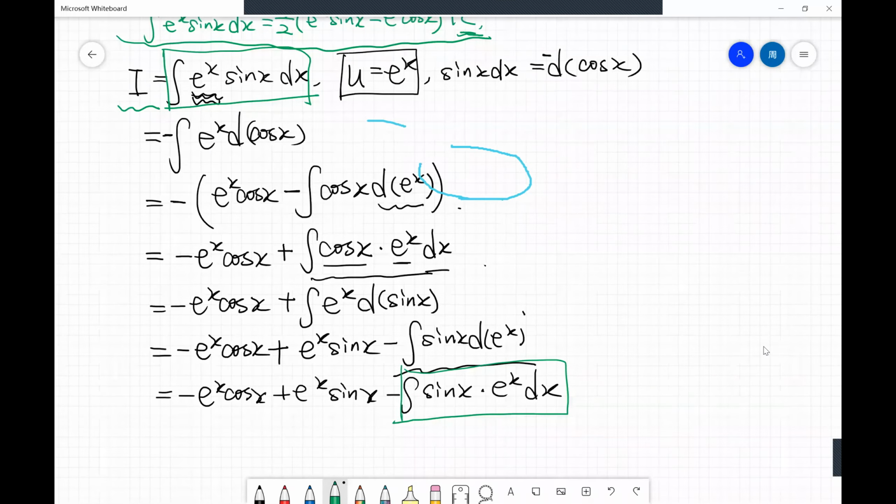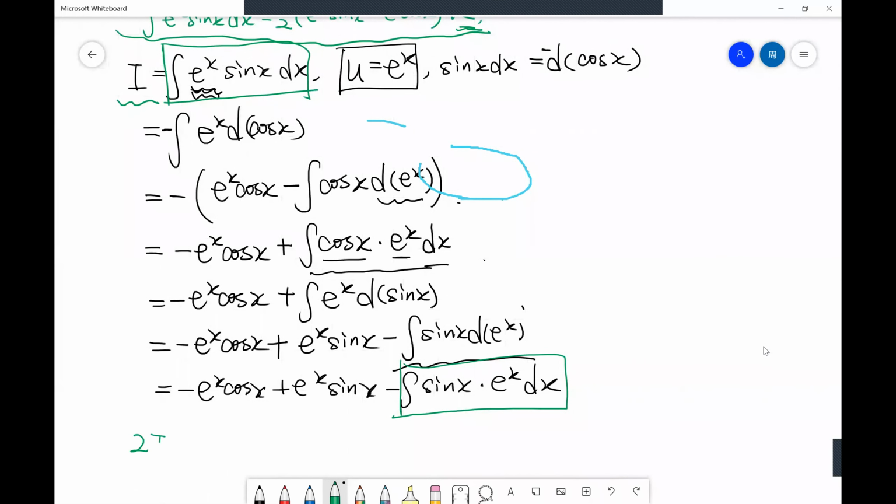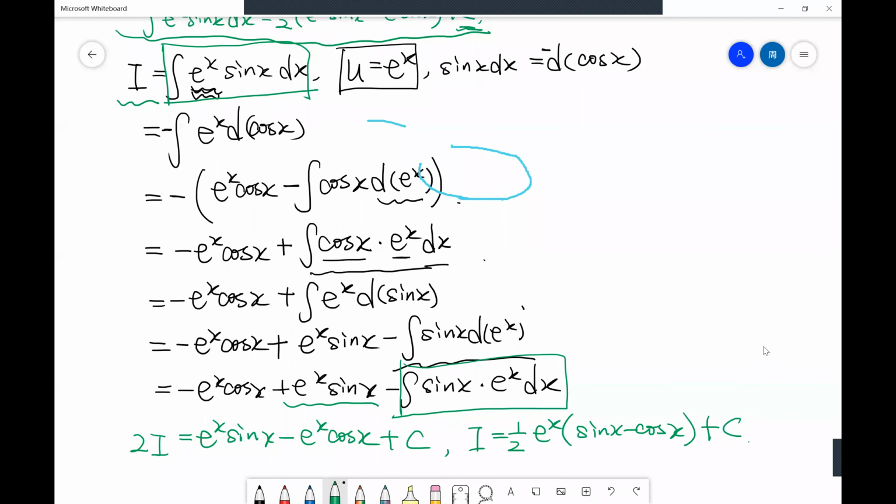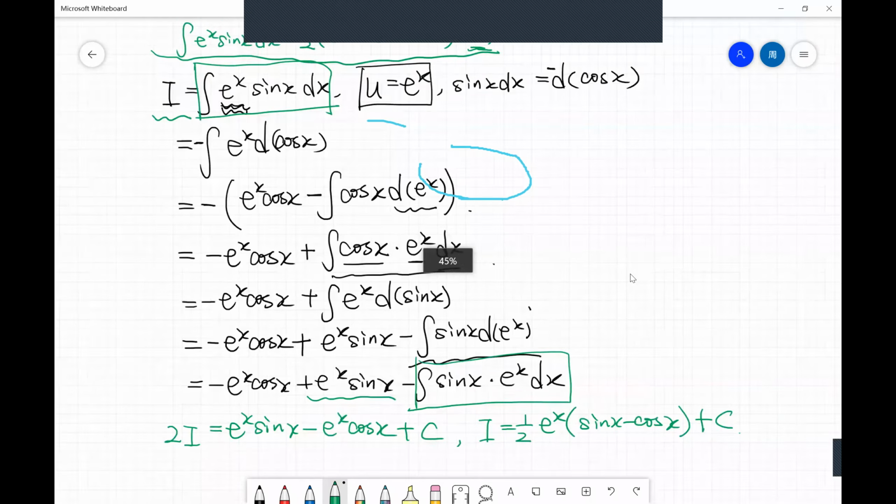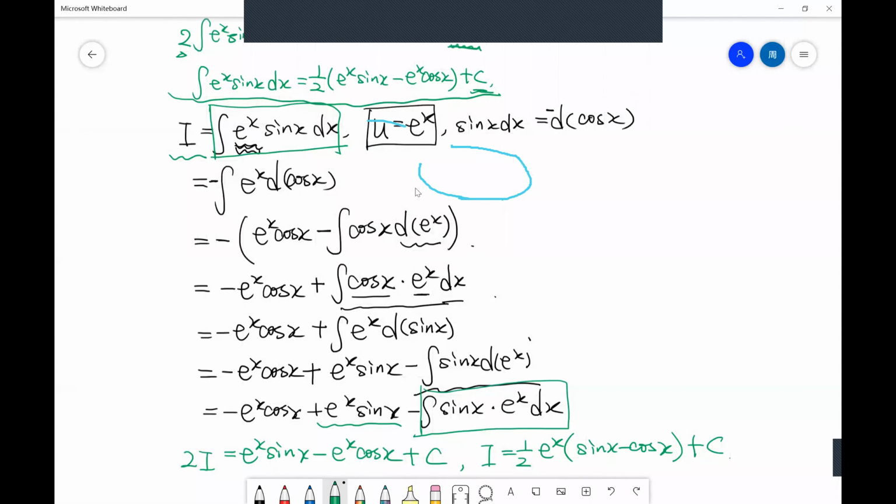So we have 2I, double I here, equals, here we make the positive before the negative. So that is e^x sine x minus e^x cosine x plus C, right? And then you will find I equals 1/2. You can take e^x out, sine x minus cosine x, and then plus C here. And you will find they have the same result, right?